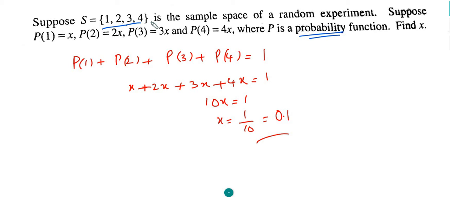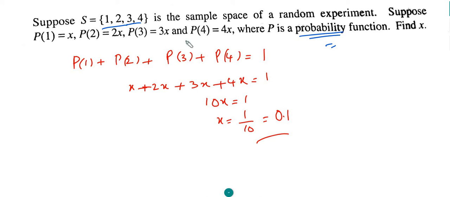In a probability function, in a given sample space, the sum of all these probabilities must be equal to 1. Then only it will be a probability function. Remember, okay? Because in a random experiment, the sample space contains all possibilities: 1, 2, 3, 4. So the probabilities of these possibilities, 1, 2, 3, 4, all sum must be equal to 1. Then this will be a probability function.